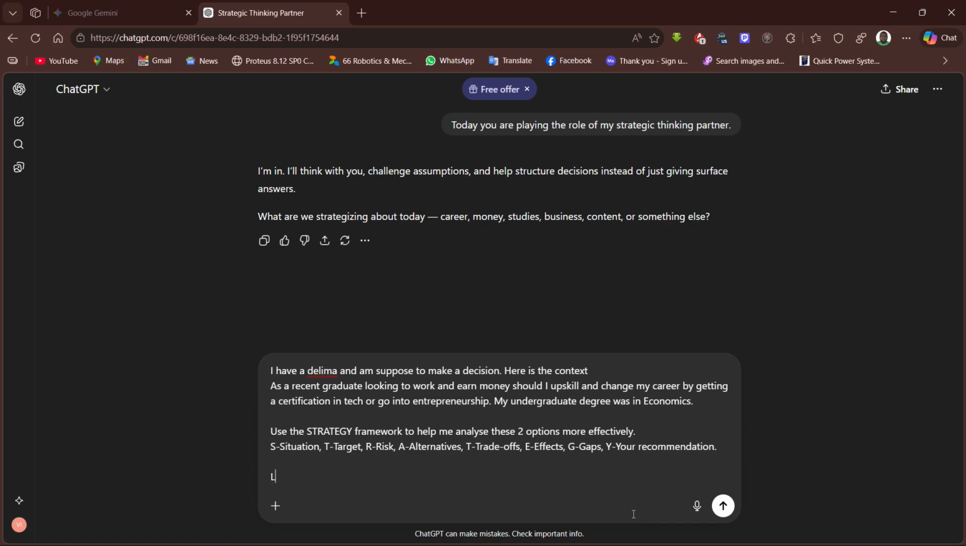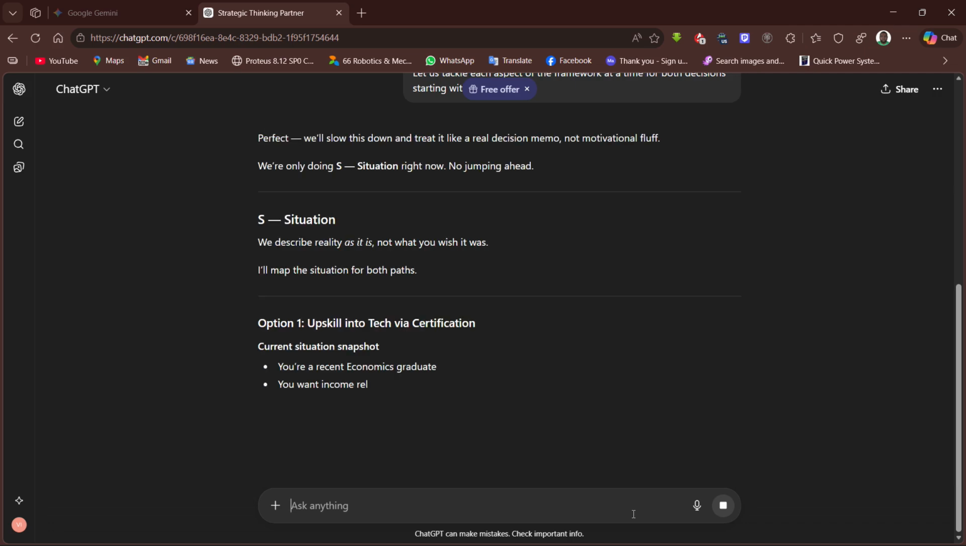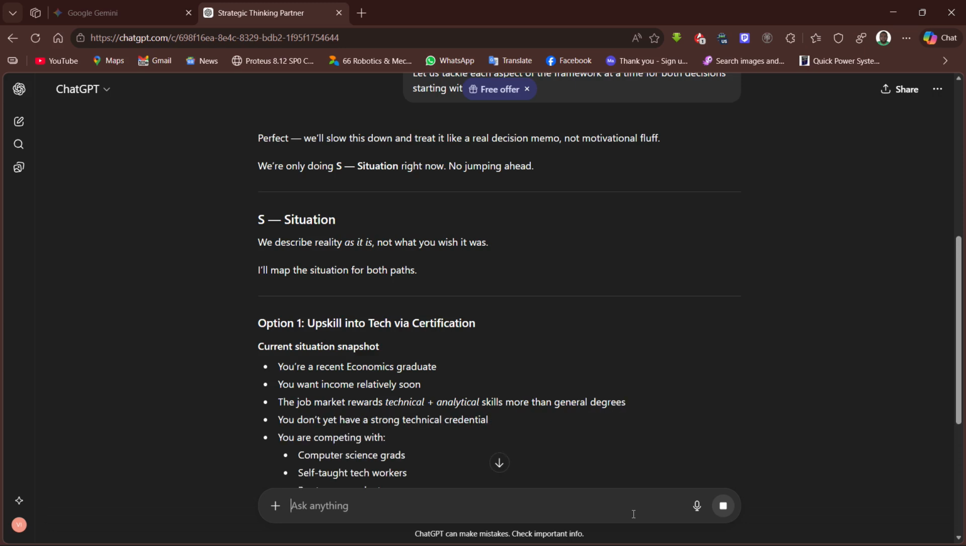Now I'm going to say let us tackle each aspect of the framework at a time for both decisions, starting with S for situation. So basically, we're trying to break this down into a step-by-step workflow, so that we can understand what are the implications of everything. Now let's see.